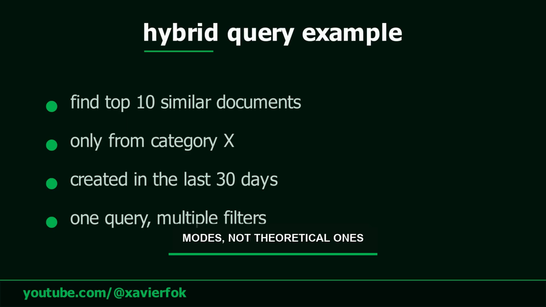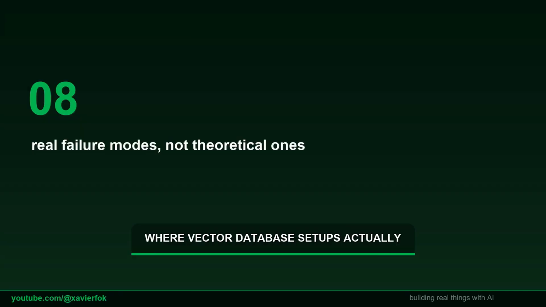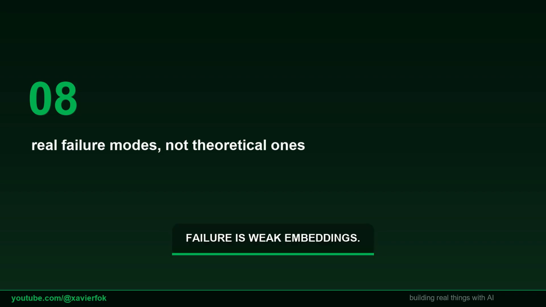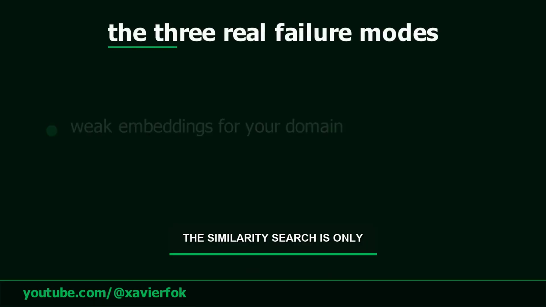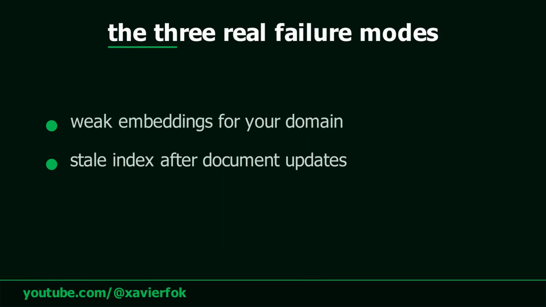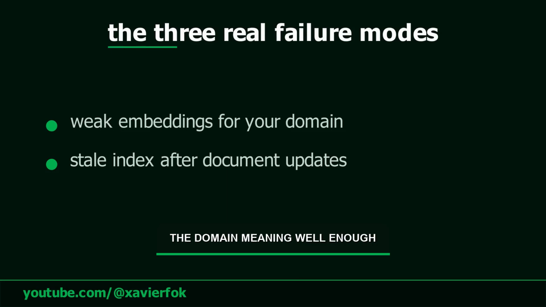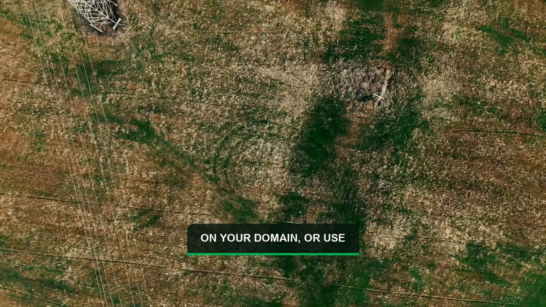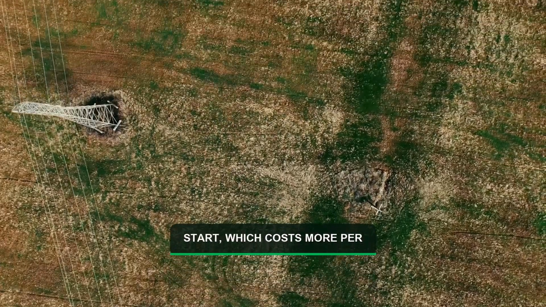Real failure modes, not theoretical ones. Now let me talk about where vector database setups actually go wrong in practice, because this part is usually skipped. The first and most common failure is weak embeddings. The similarity search is only as good as the model producing the embeddings. If you use a small general-purpose model and your content is highly specialized, like dense legal text or medical terminology, the embeddings may not capture the domain meaning well enough to return useful results. The fix is to either fine-tune an embedding model on your domain or use a stronger model from the start, which costs more per call.